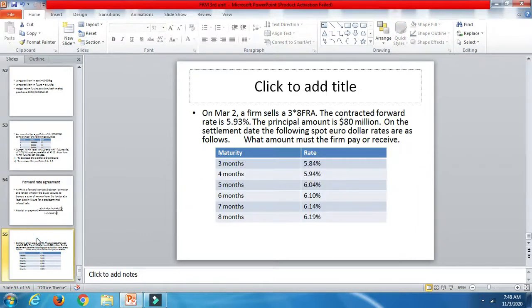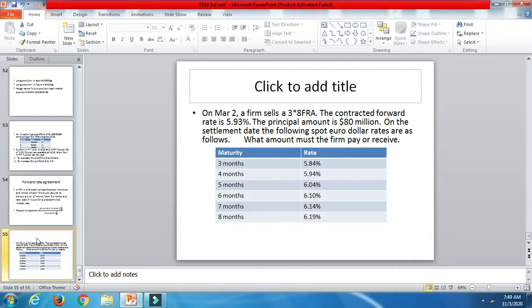So let's check out the question. On March 2, a firm sells a 3 into 8 forward rate agreement. So 3 into 8 forward rate agreement means you have to take the difference, because the firm is willing to sell a 3 into 8 forward agreement. 8 minus 3, 5 months will be there. You have to calculate how many days 5 months will be, from March. On March 2, the contracted forward rate is 5.93.